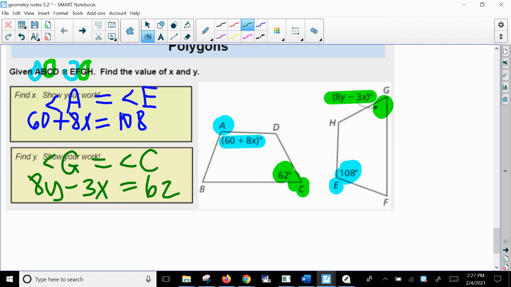So whatever answer you got for x right above, you're going to substitute it in this problem. So you're going to write 8y minus 3 times whatever x is equals 62, and you're going to solve for y. And I did do this in class already.